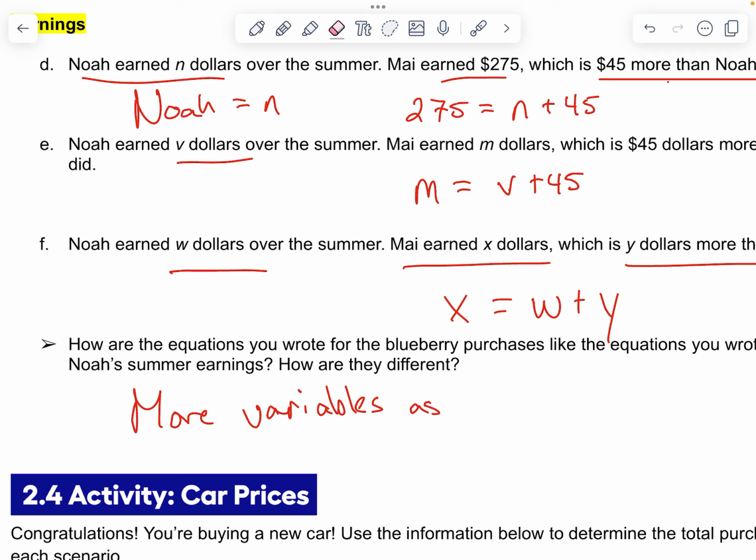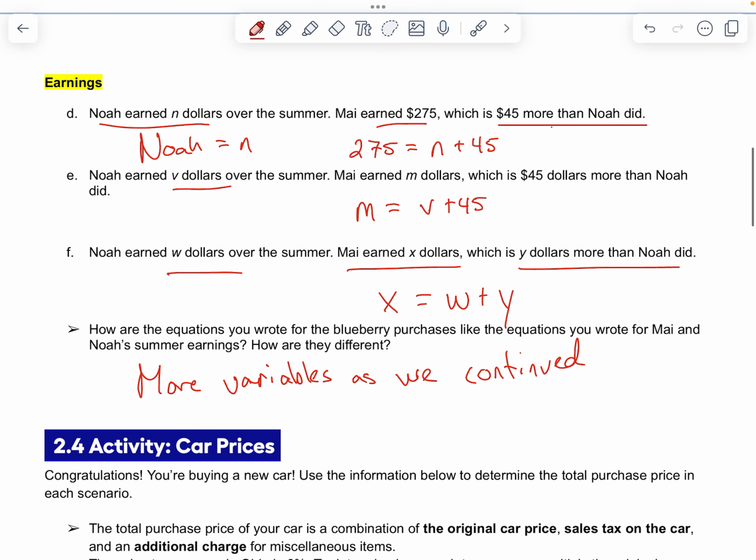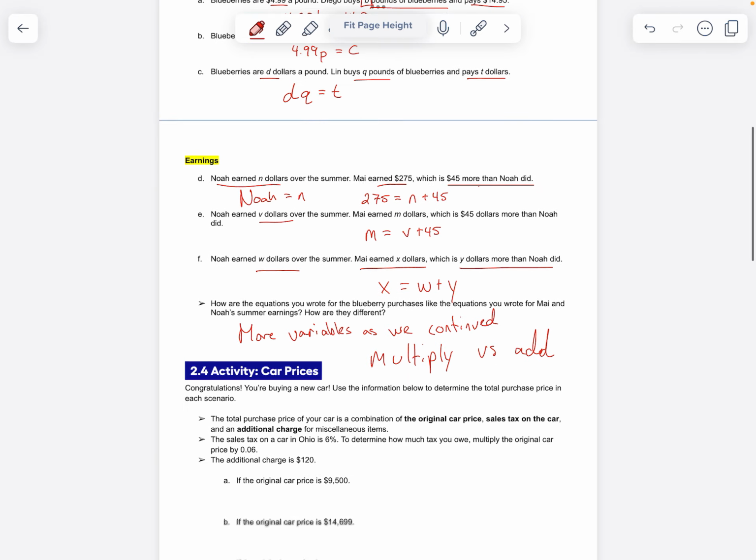But also, the blueberries were multiplying, whereas the earnings were adding. So I'm just going to put that like this. Multiply versus add. Okay. All right.